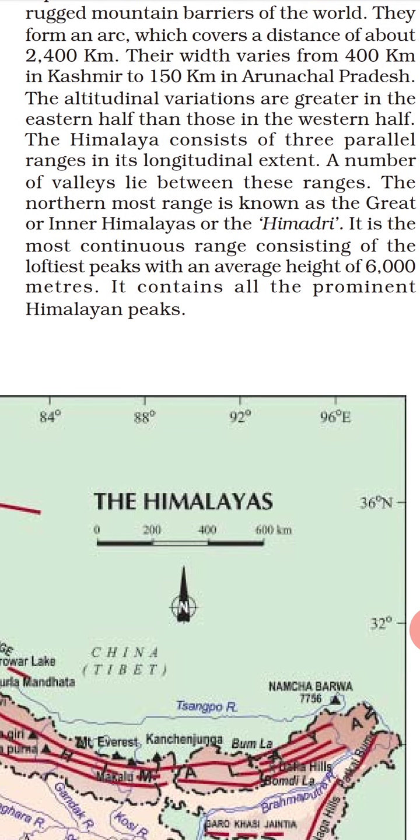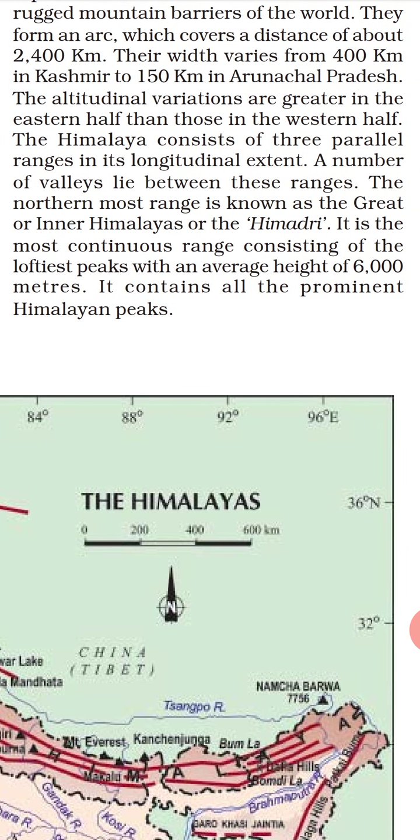Because the uppermost portion of the Himalayas is always covered with ice, we call it Himadri. It is the most continuous range, consisting of the loftiest, meaning highest, peaks with an average height of 6,000 meters. And you know, Mount Everest has a height of 8,848 meters, I'm sorry. It contains all the prominent Himalayan peaks.